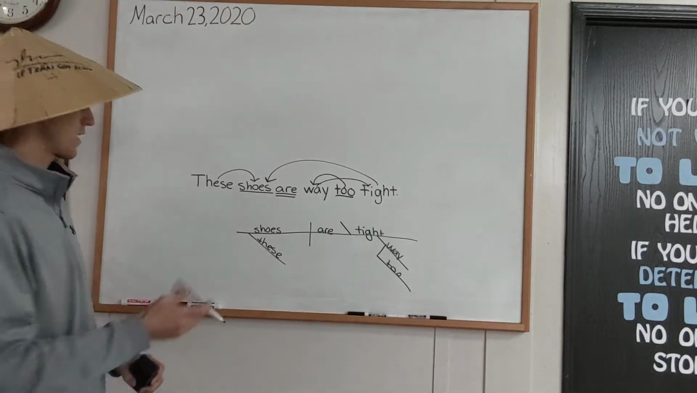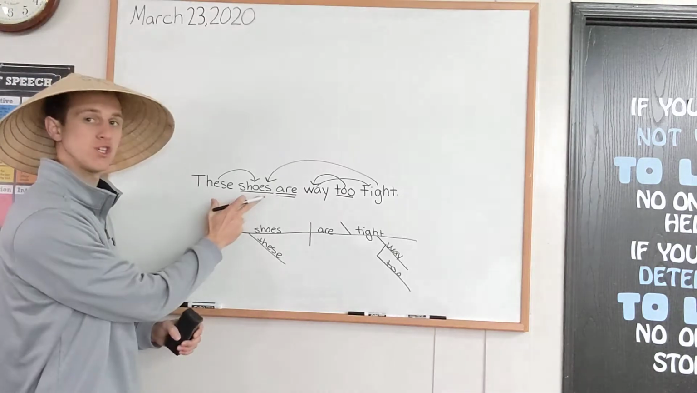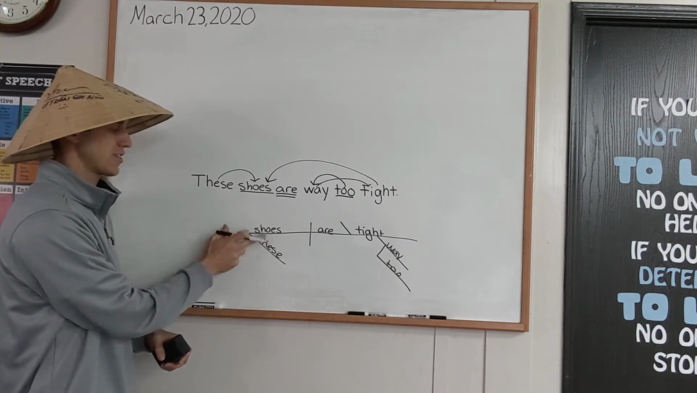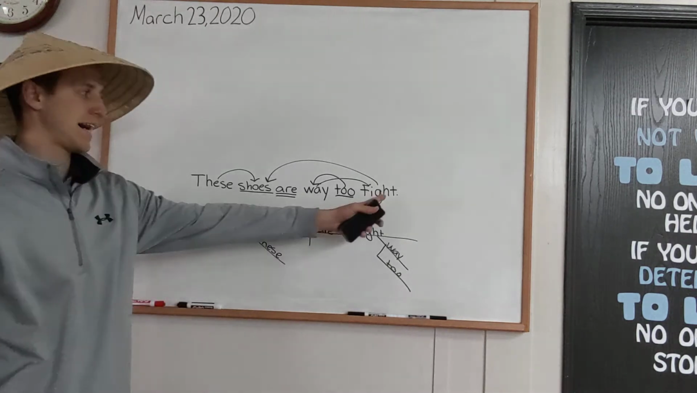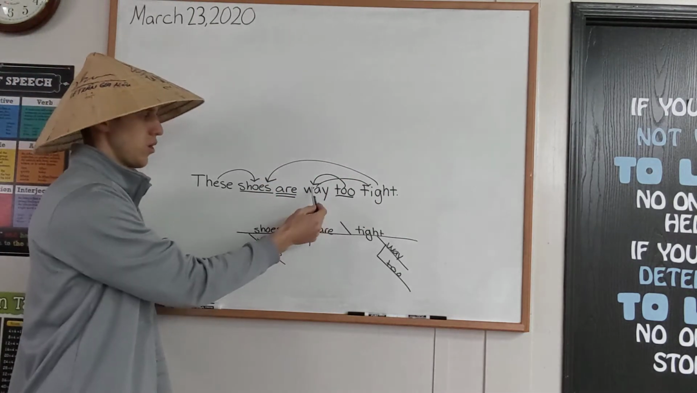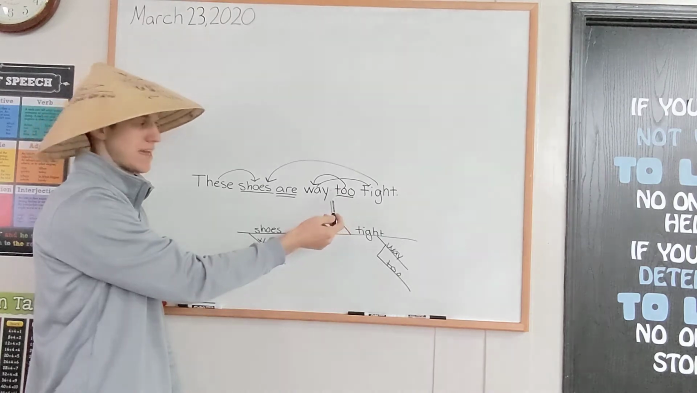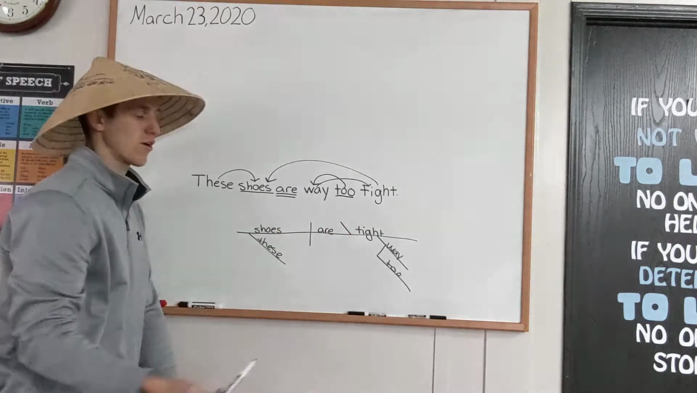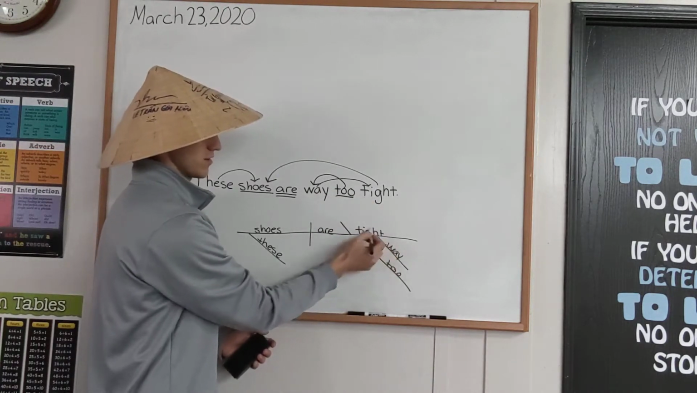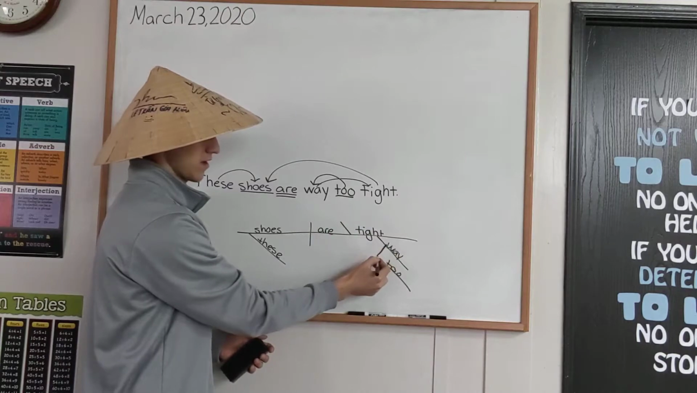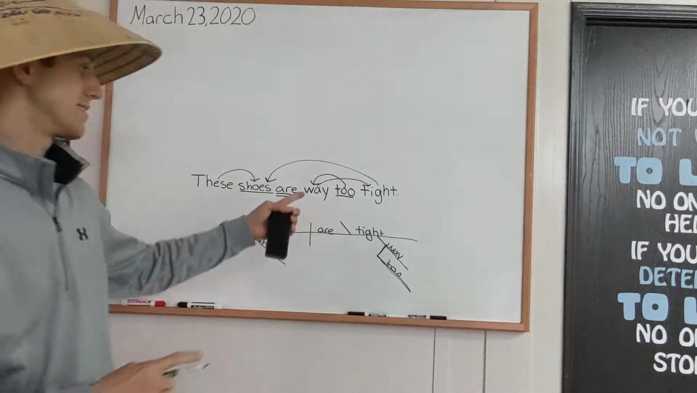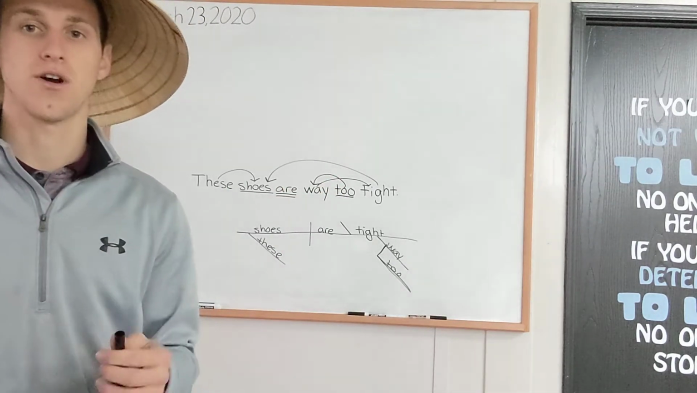This is how it should be done, right? So we have these, which is describing shoes, which is our noun. We put our subject here, adjective underneath. Are is our verb. Tight is our predicate adjective that is describing the shoes. They are way too tight. Way is describing how tight. And then too is describing way. So way is describing tight. That goes underneath tight. And then too is describing way, and we put that underneath our way because it's an adverb that's describing our adjective, all right?